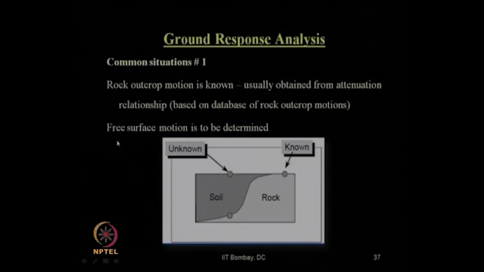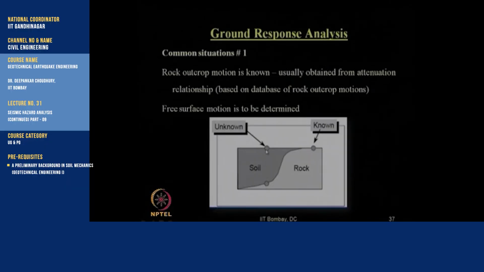What we need to do? Suppose from that site, at another nearby distance, you need to find out what the free surface motion is, which is at the ground surface of a soil deposit. So, this is known and this is unknown, we need to find out. As this is known, this is also unknown, let us say, we need to first find out the value over here and then find out the value here. We will see how.